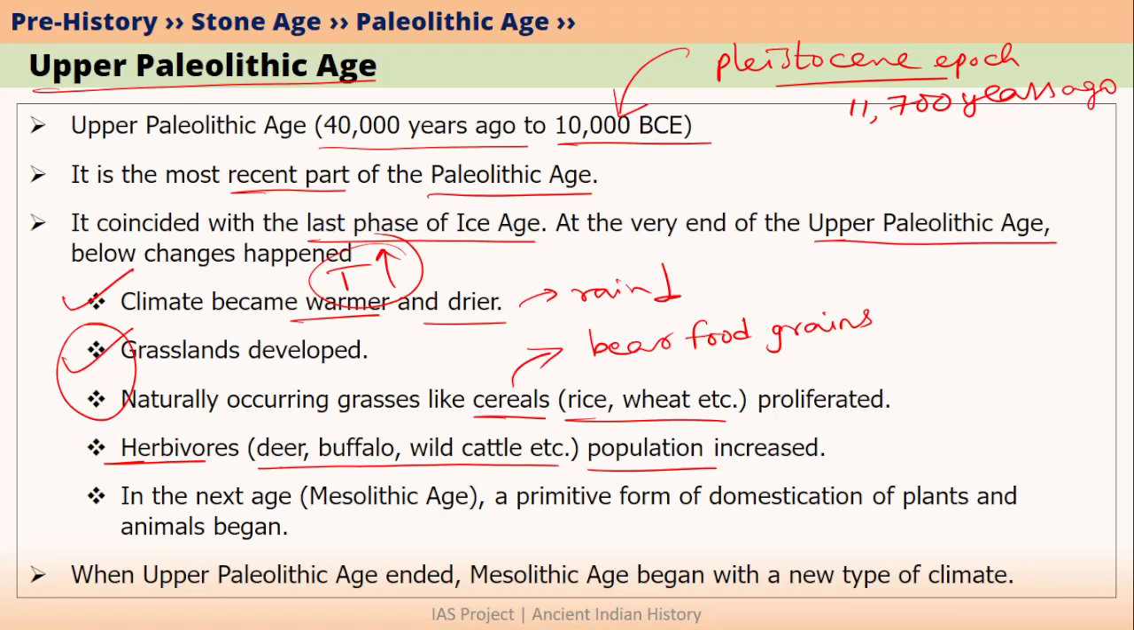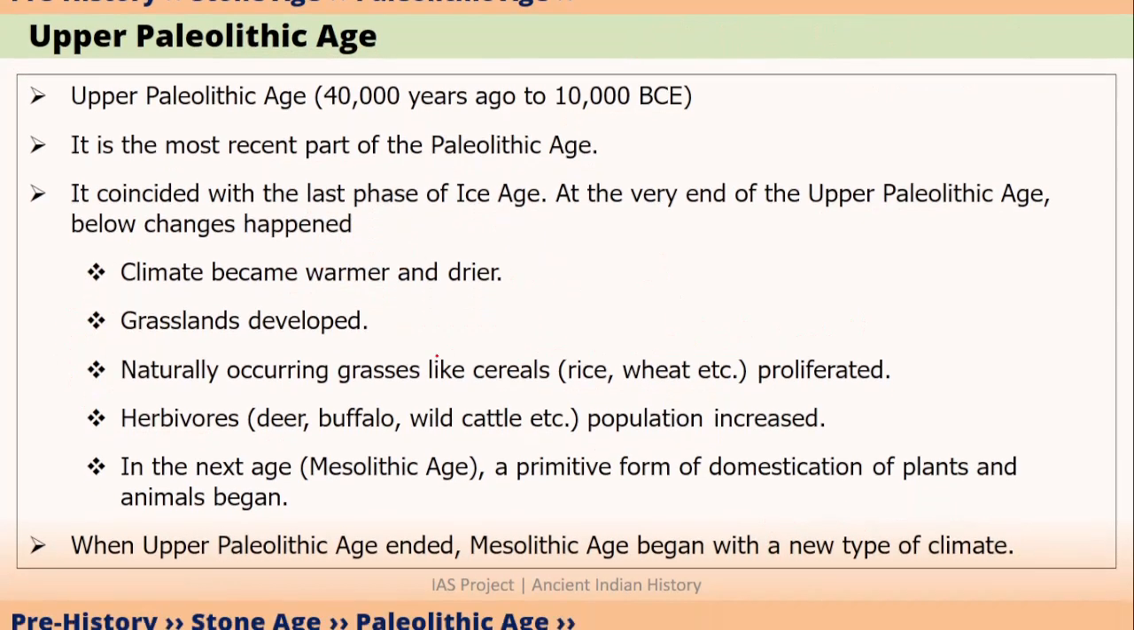But they did not start these two in Upper Paleolithic Age. They only started this at the end of Mesolithic Age. So we can say that when Upper Paleolithic Age ended, Mesolithic Age began with a new type of climate, that is warmer and drier type of climate.